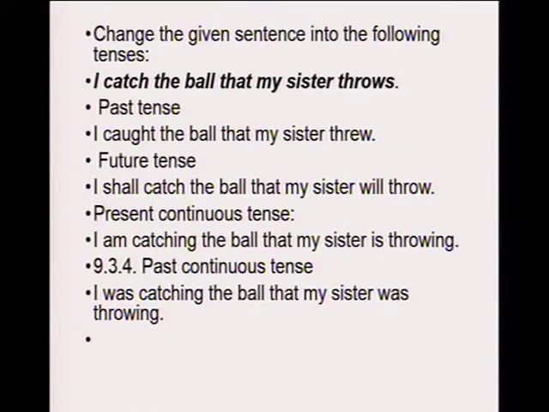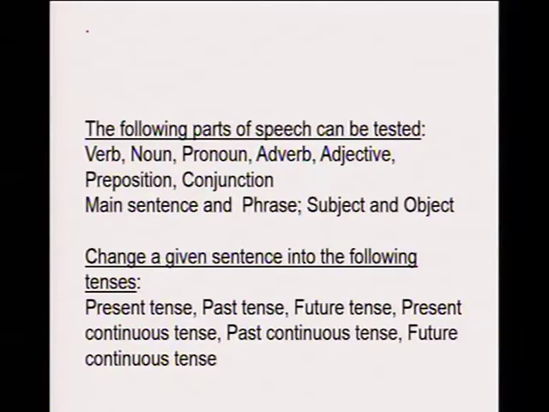The present continuous tense. I am catching the ball that my sister is throwing. Remember, the continuous tense is made out of am and the ing behind the verb. Past continuous tense. I was catching the ball that my sister was throwing. The following parts of speech can be tested: a verb, a noun, a pronoun, an adverb, adjective, preposition, conjunction, main sentences, phrases, subjects and objects.